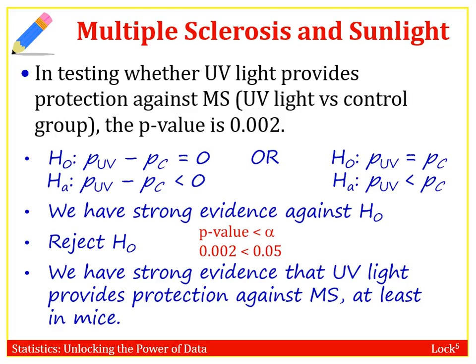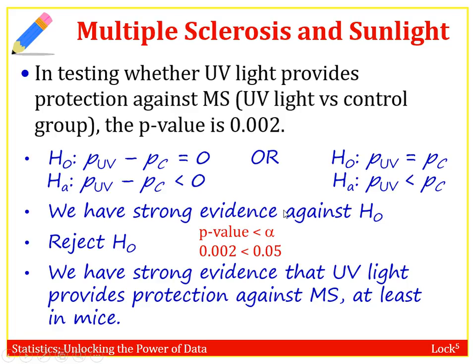So when we're comparing the UV light against MS, and we're comparing our UV light to our control group, we had a p-value of 0.02. Your null hypothesis, you could either write your proportion of UV minus your proportion of your control is 0, or you could say that they're equal. Whether you write it out like we have on the left or like what you have on the right does not make a difference.